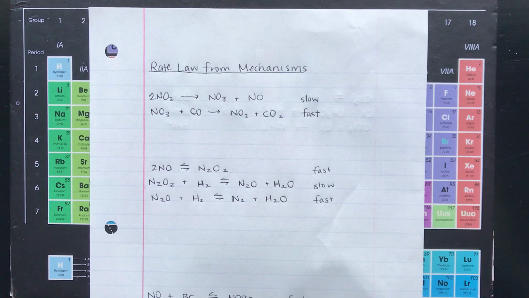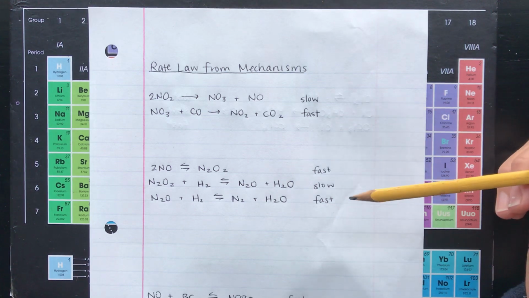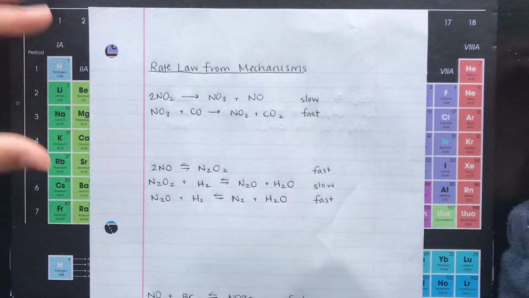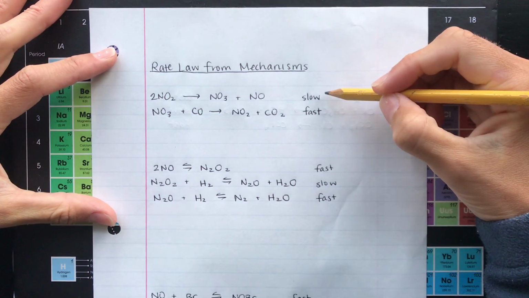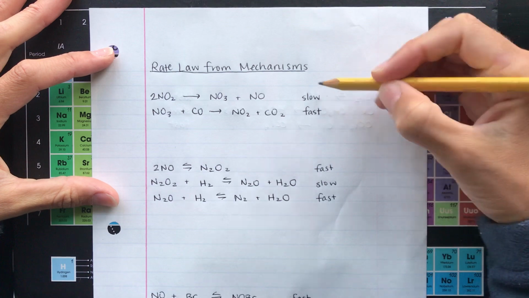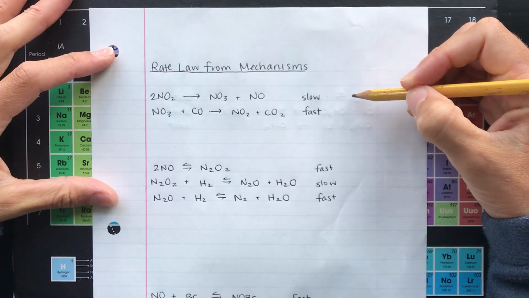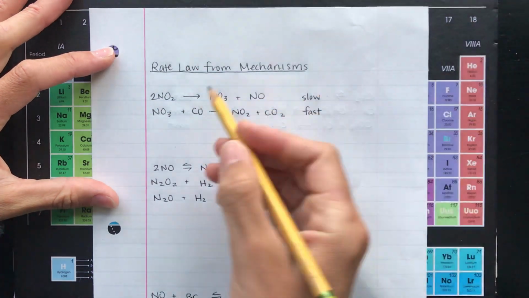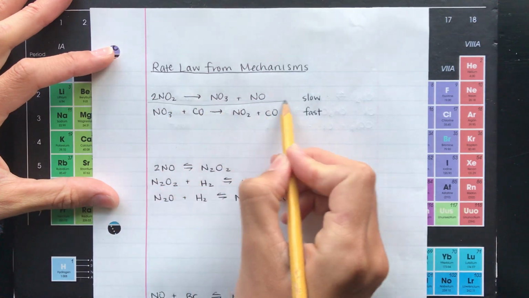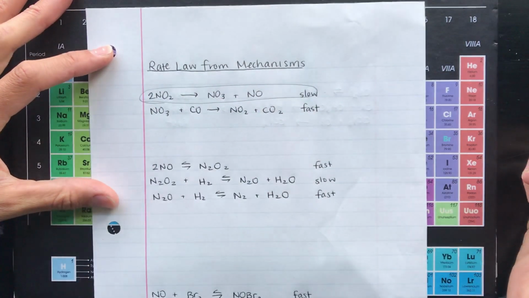So it's just too hard for me to type in an email, so I'm going to do a few examples for you here by hand. So when the slow step or the rate determining step is the first step of your mechanism, it's really straightforward. It's just the rate law for that step will be the rate law overall.